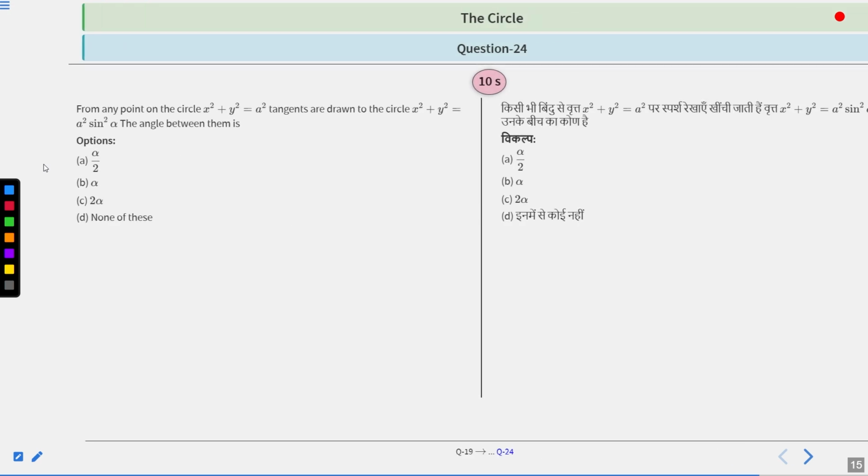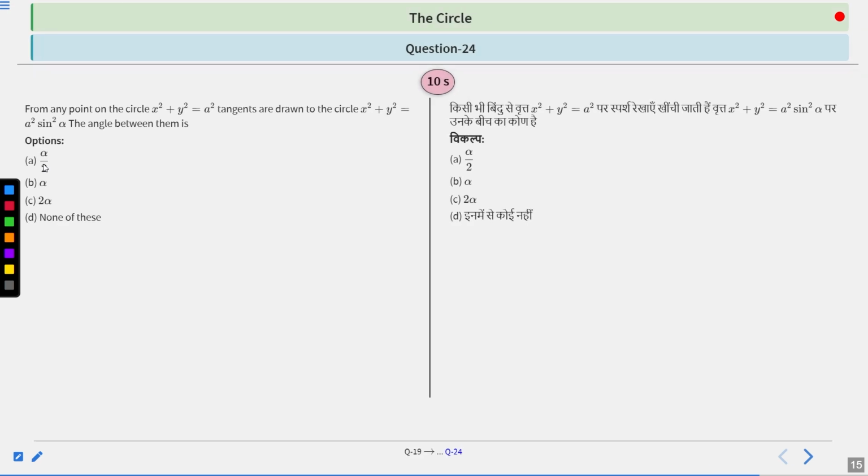Question number 24 says, from any point on the circle x square plus y square is equal to a square, tangents are drawn to the circle x square plus y square is equal to a square sin square alpha. The angle between them is. So the hint of this question is, first, since these two circles are concentric, having centers 0 0 and different radius, the radius of the second circle is a sin alpha and the radius of the first circle is a. Since a sin alpha is less than a, because sin alpha is less than 1, the circle x square plus y square equal to a square sin square alpha will be inside the circle x square plus y square is equal to a square, right?